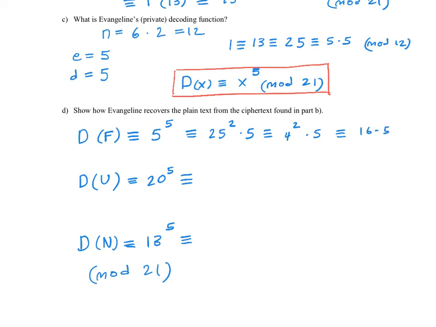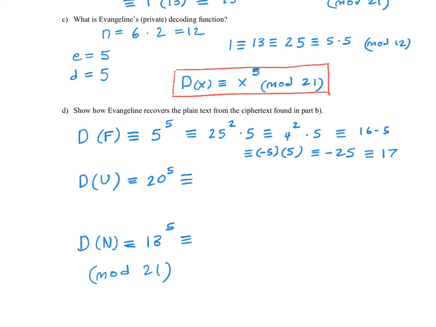And 16 is the same as minus 5. So we have minus 5 times 5. And then we get minus 25. And then adding 21 a couple of times will give us 17. So we did get the letter of the first word that we're looking for as 17, which is R.